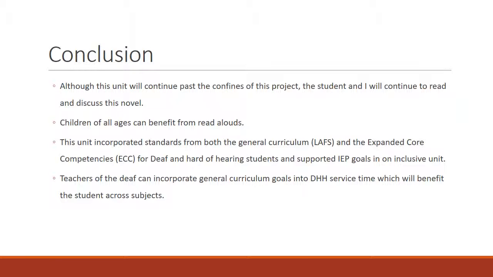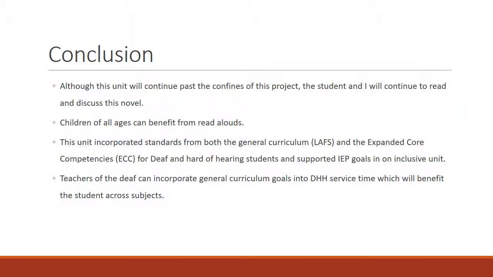Even though this unit goes past the confines of this project, I am going to continue to read this book with the student. She's really enjoying it, and we've had a lot of good discussions with this, so we're going to continue to work on this as well. Children of all ages can benefit from read-alouds, and this is supported by research, and I've seen it firsthand with Bea during this unit. This unit incorporated standards from both the general curriculum and the expanded core competencies, and supported IEP goals in one inclusive unit.